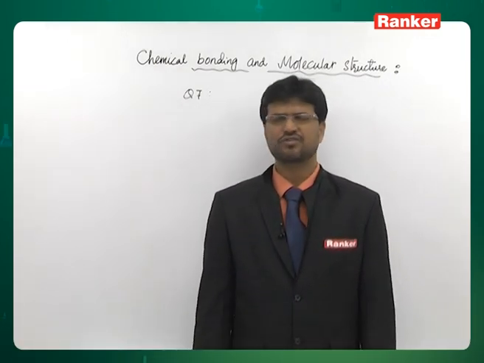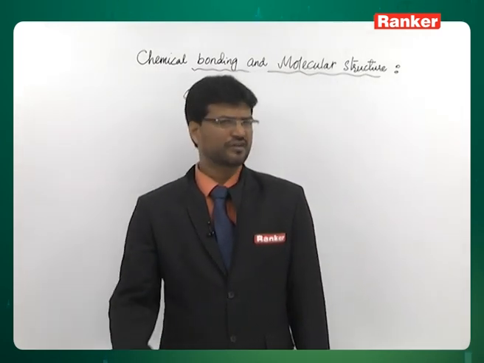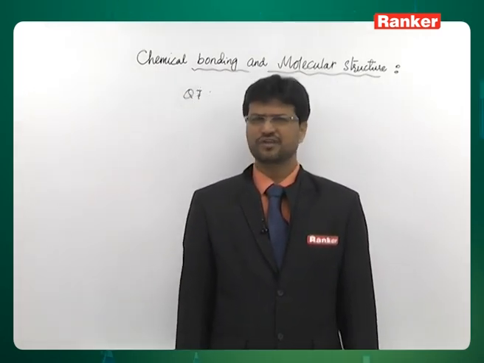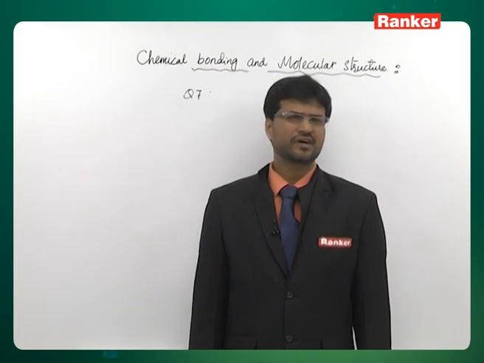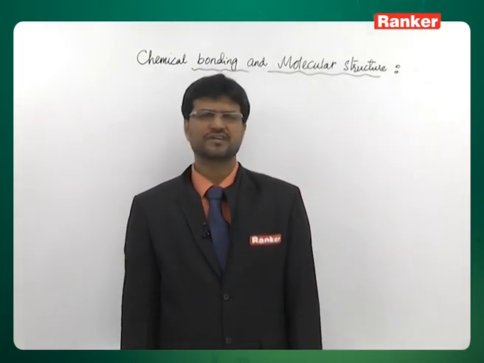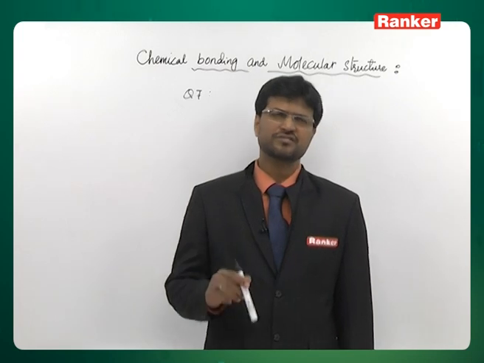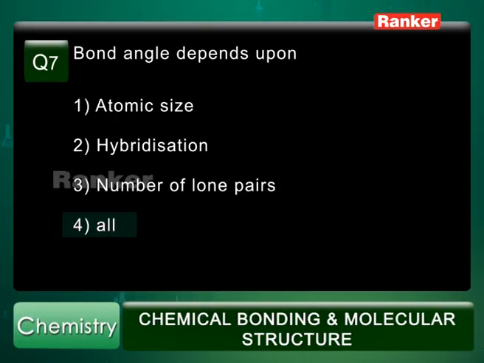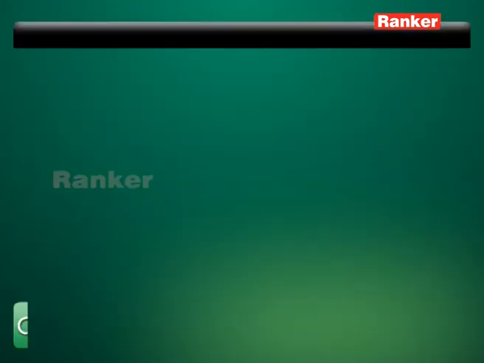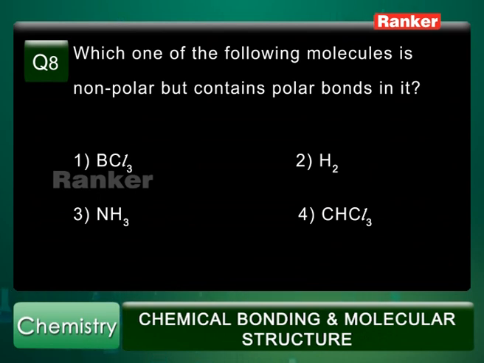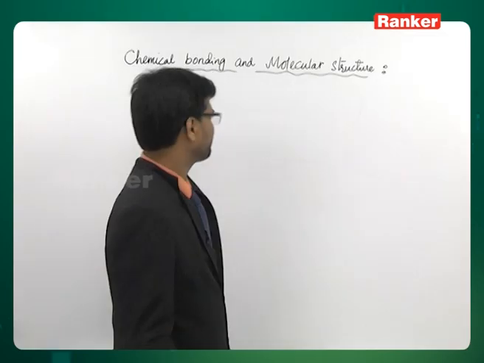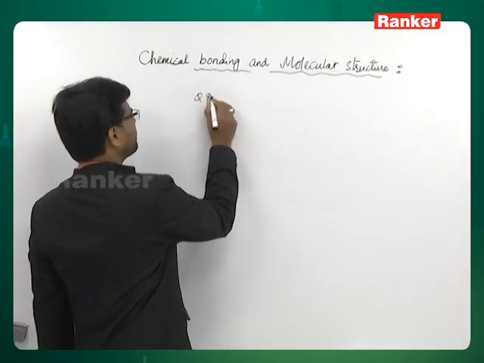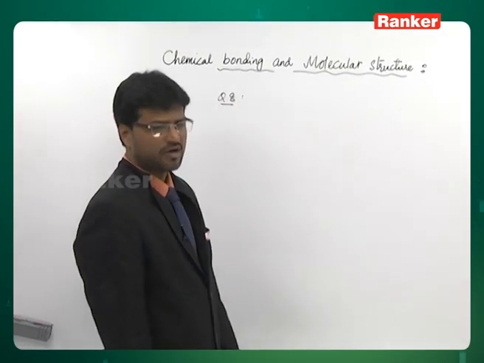Bond angle depends also on number of lone pairs, like in water you have 2 lone pairs, bond angle is 104.5. In ammonia you have only 1 lone pair, bond angle is 107. So, lone pairs also decide bond angle. So, the correct answer is fourth option, all the above. The next question is question number 8. Which one of the following molecules is nonpolar but contains polar bonds in it? Molecule is nonpolar and contains polar bonds.